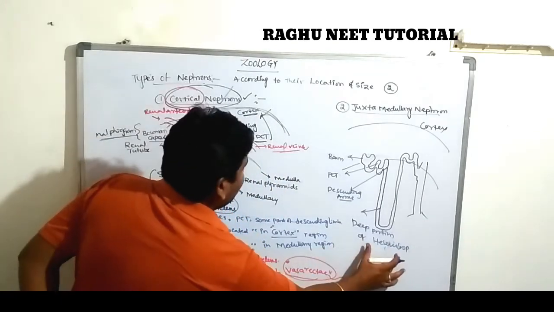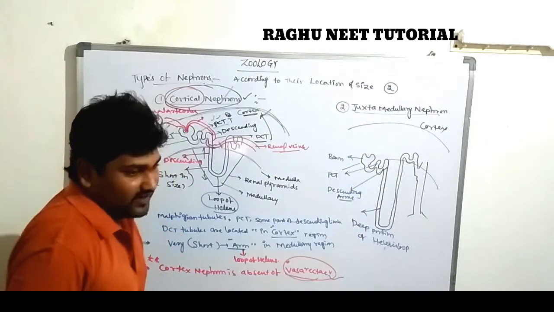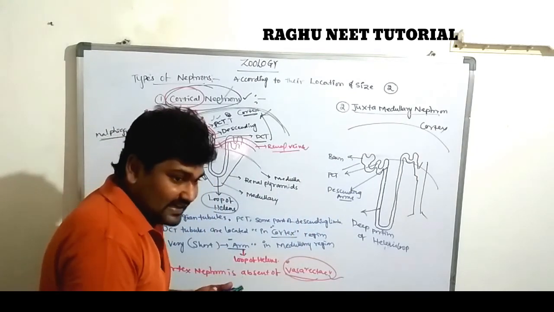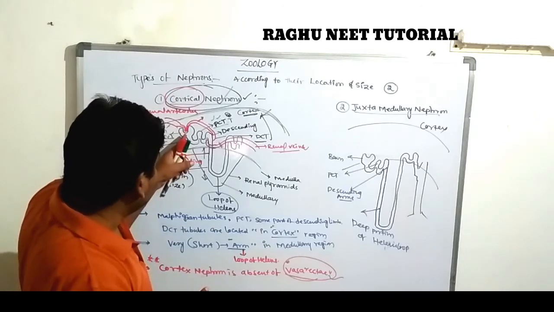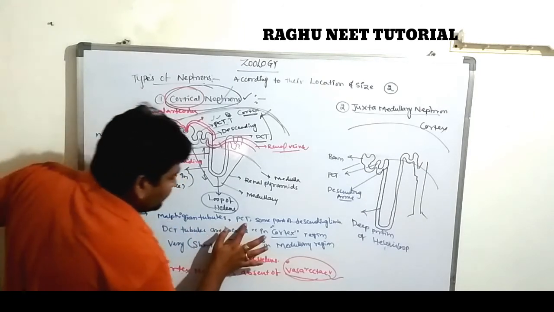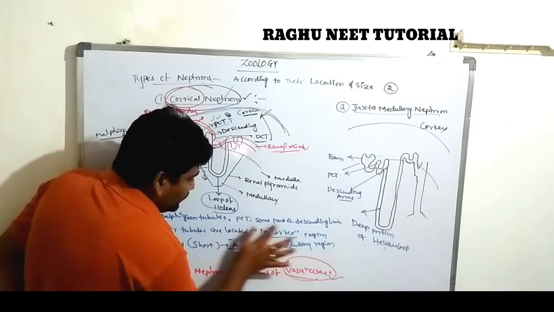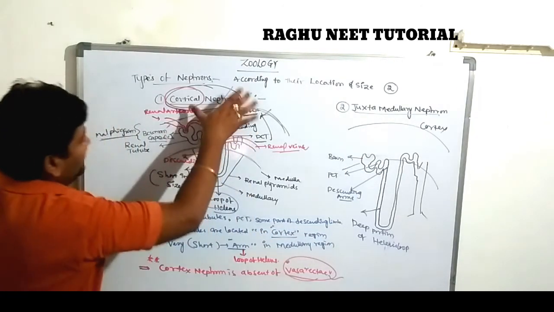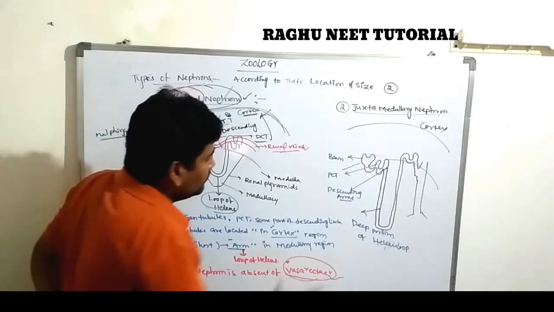This type of nephron is called a juxtamedullary nephron. Are you clear? What is the difference between these two? The cortical nephron has the Malpighian tubule and the proximal convoluted tubule, and some part of the descending limb located in the cortex region. This type of nephron is called a cortical nephron.